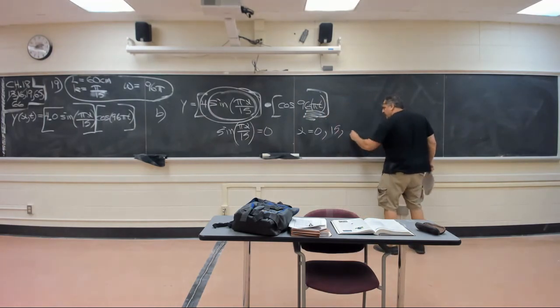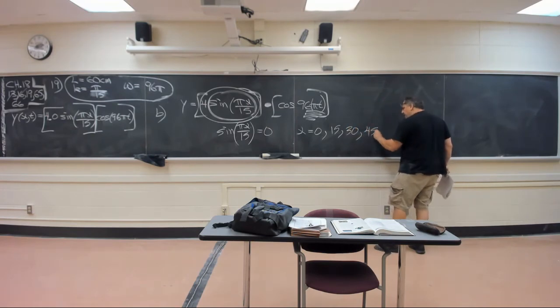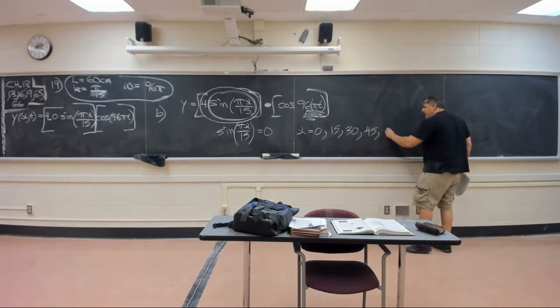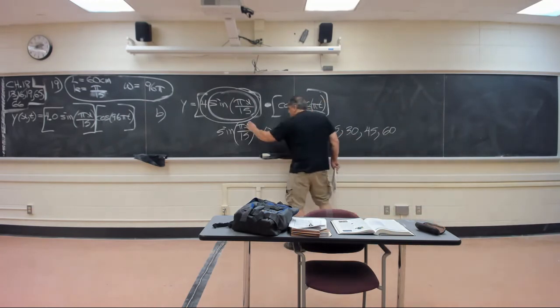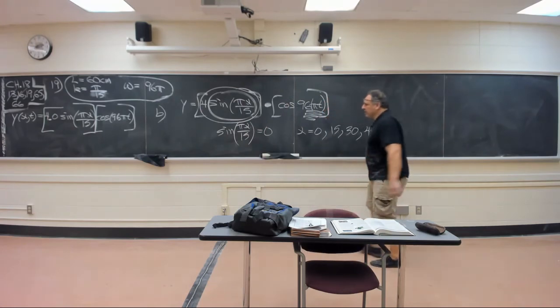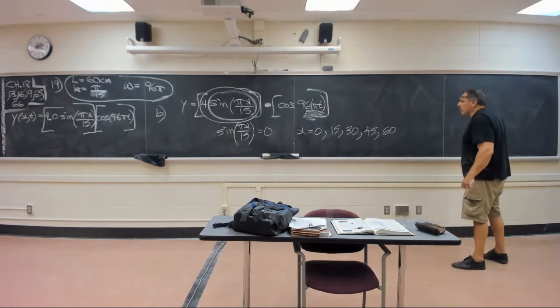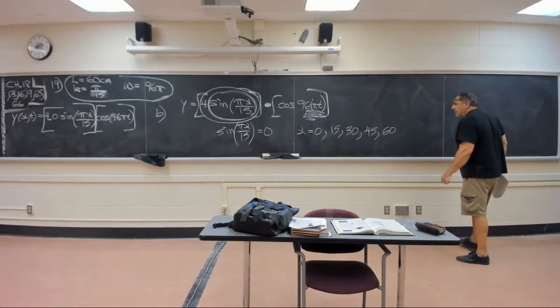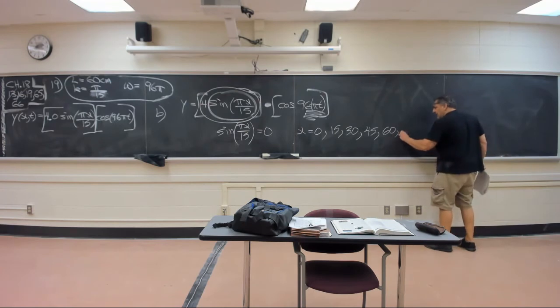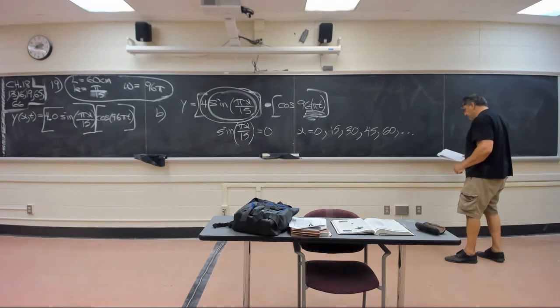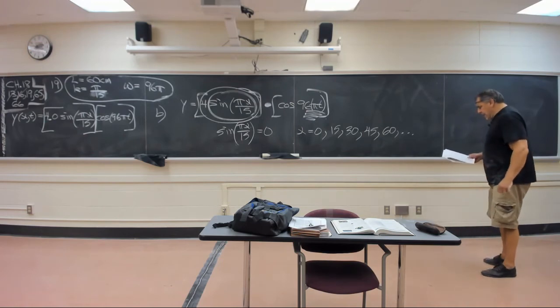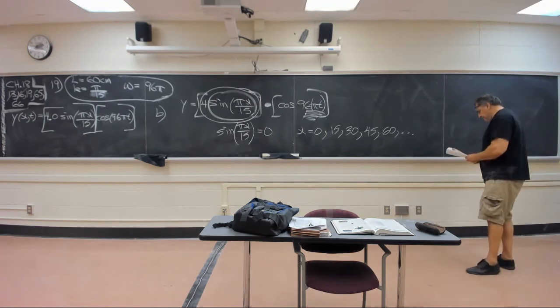How about x is 20? How about x is 30? How about x is 45, etc. I think you get the picture, you guys. Does that work? It goes on. 60 divided by 15 is 4. 4 pi, still going to be 0. Dot, dot, dot. 15 between them. All in centimeters, you guys.